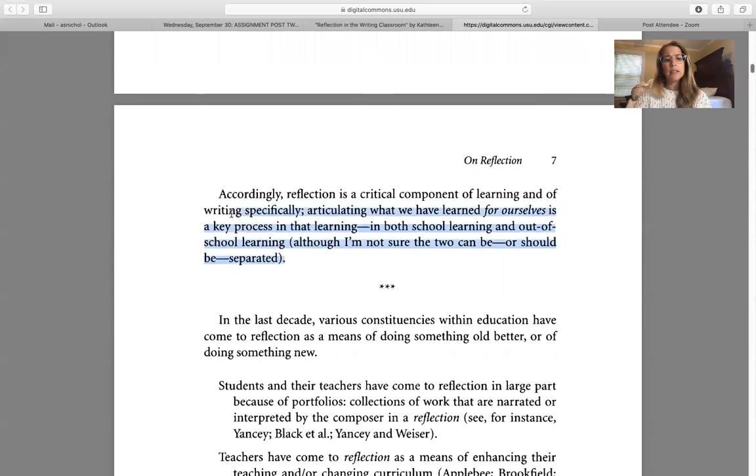One thing I really like that Yancey articulates well here is she says, accordingly, reflection is a critical component of learning and of writing specifically. Articulating what we have learned for ourselves is a key process in that learning, in both school learning and out of school learning, although I'm not sure the two can be or should be separated. So if you think about this, especially this idea of Mondays when we do, okay, what are academic, social, and personal goals, right? A lot of times these do not work in isolation.